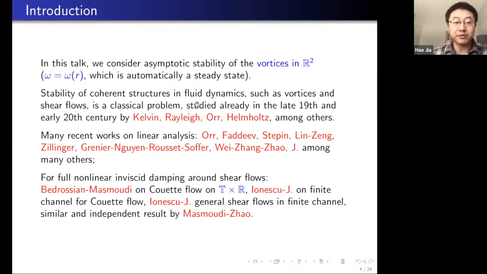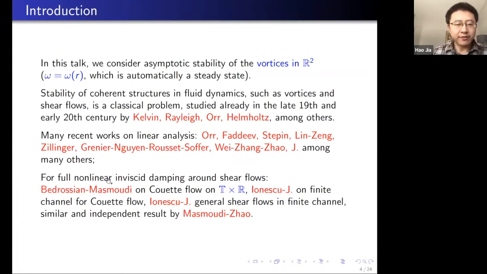It's been studied ever since PDEs were written, for example by Kelvin, Rayleigh, or Helmholtz, among many others. And we also have many recent works by many people. Here, let me just highlight a paper by Weijiang Zhao, who obtained the first comprehensive stability result on the linearized flow around shear flows.